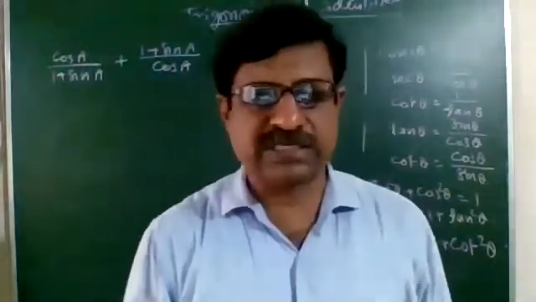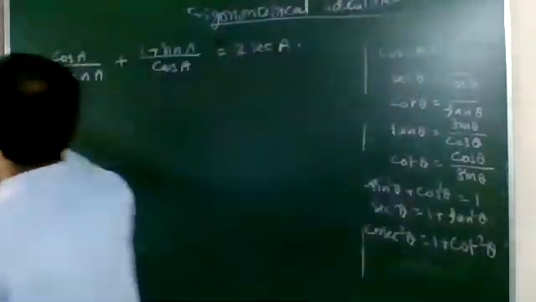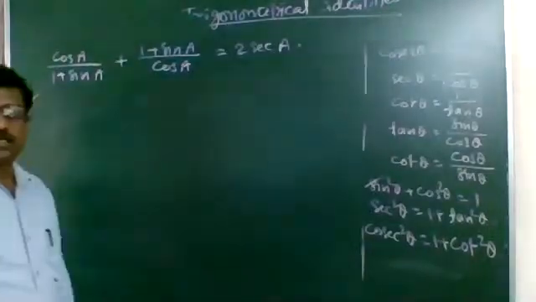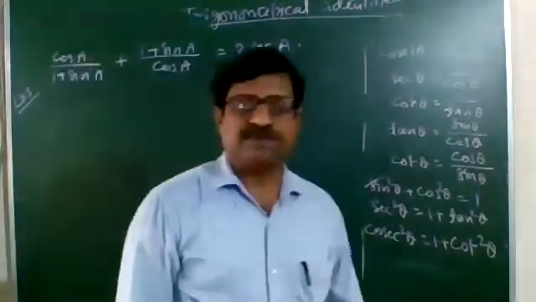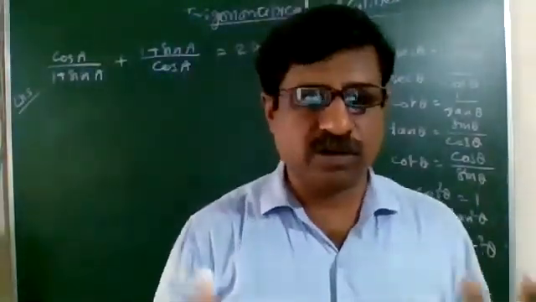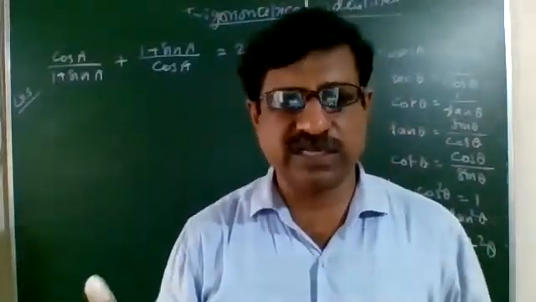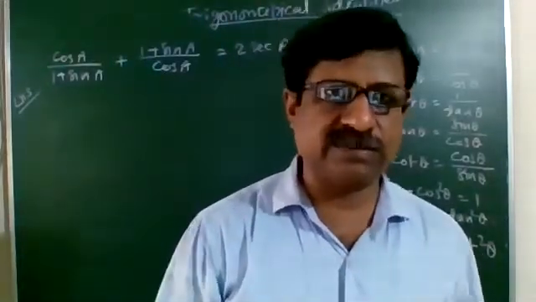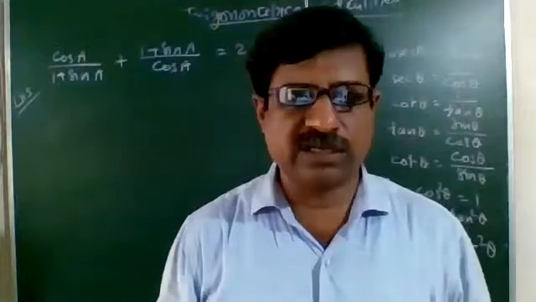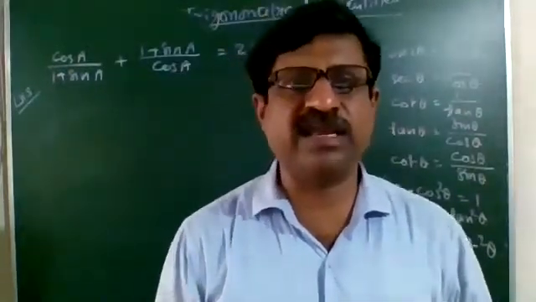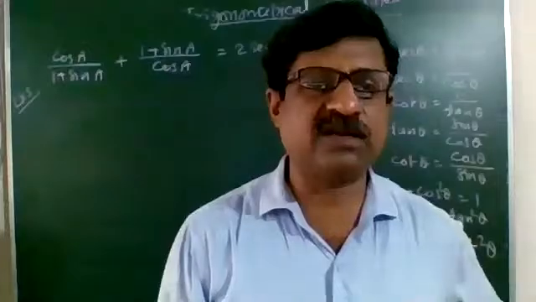Again, suppose we are starting from the left hand side. We try to reach the RHS. As I said, if something is possible to take common, take common. If some identities can be used, use them. If LCM can be taken, take LCM. If nothing else works and you don't have any idea, then change all the values in terms of sin and cos.